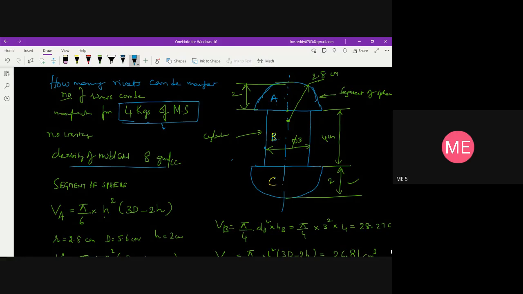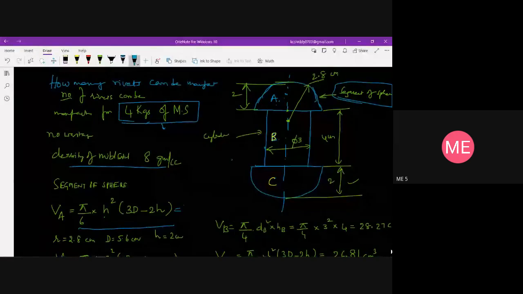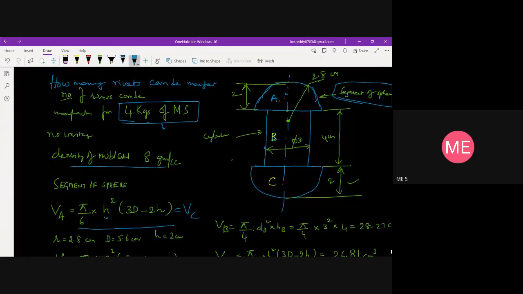A and C are both equal. A is formed, because the center is given below this point, as a segment of a sphere. For a segment of a sphere, the equation is pi by 6 into h square into 3d minus 2h. The volume of part A is equal to the volume of C also. Here h is the height of the segment of the sphere, and d is the diameter of the sphere.